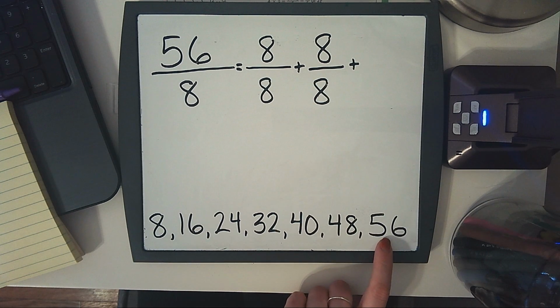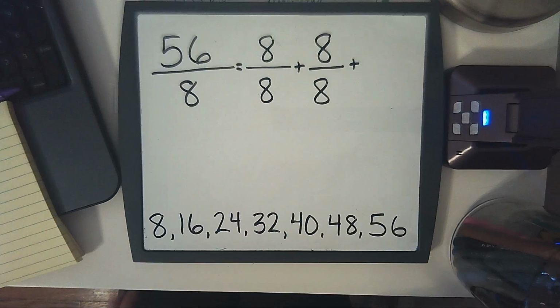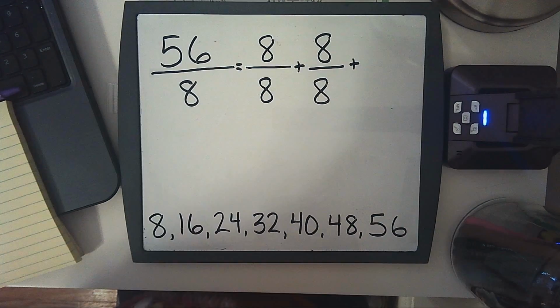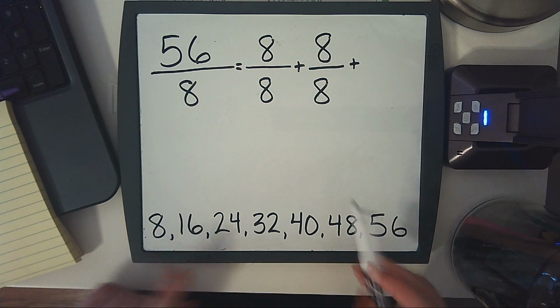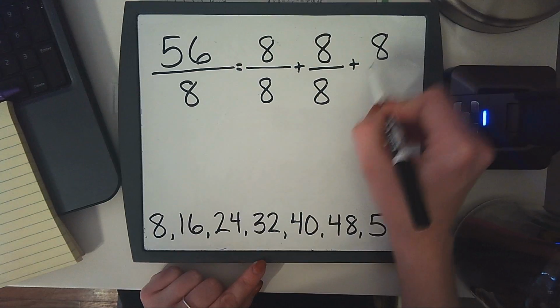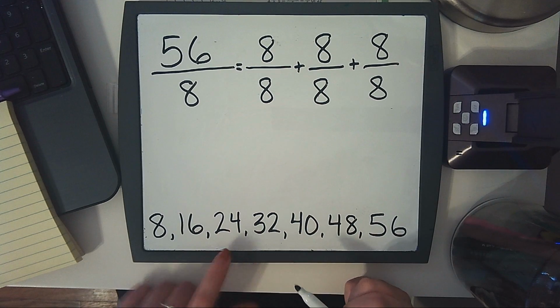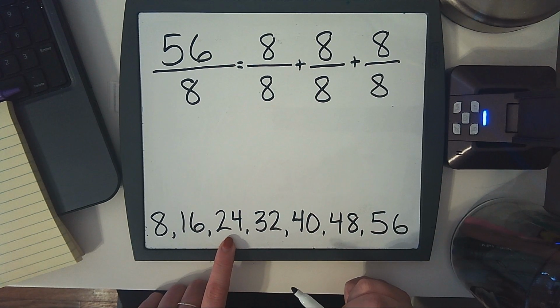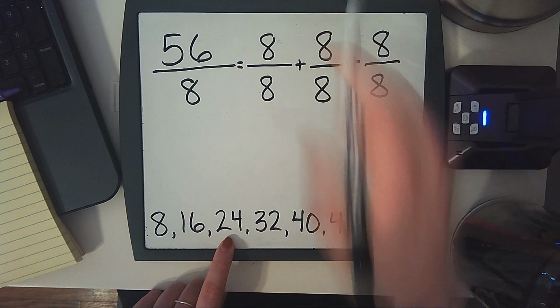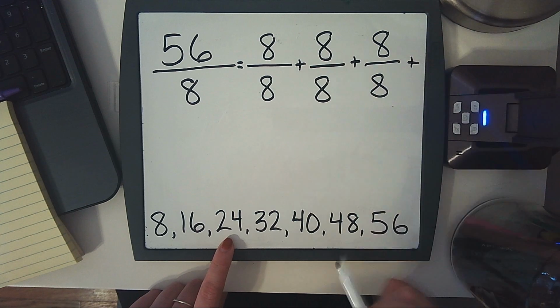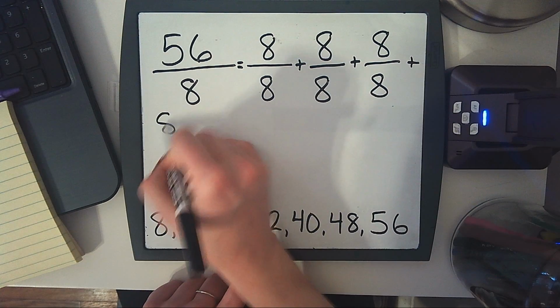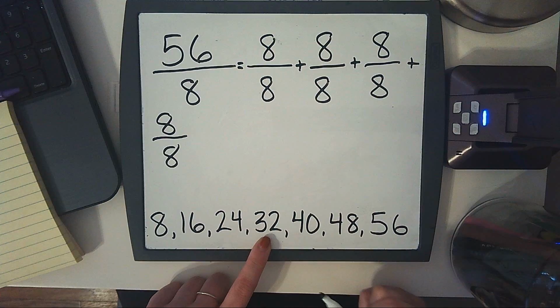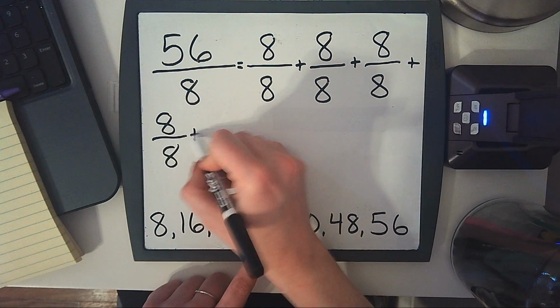So since I can get to 56, I know that I'm not going to have a mixed number here. I'm going to have a whole number. So I know I can have another 8/8 because 8 times 3 is 24. So all of these 3 8s add up to 24. I can have another 8/8, which would give me 32 eighths.